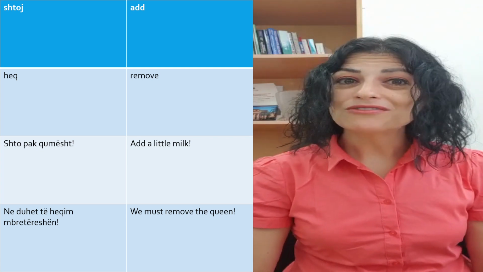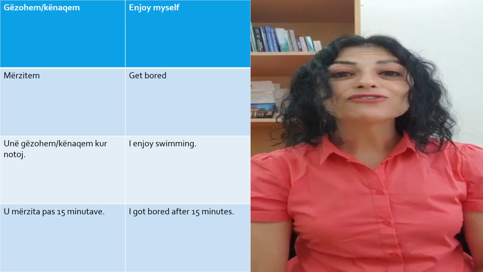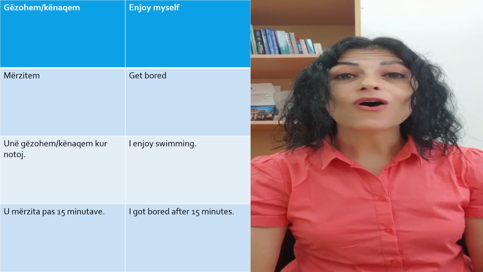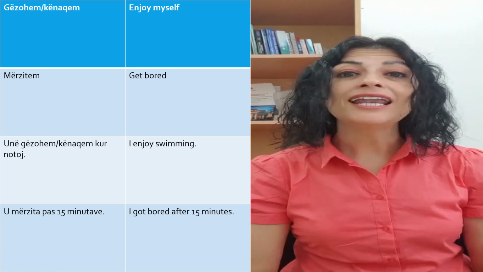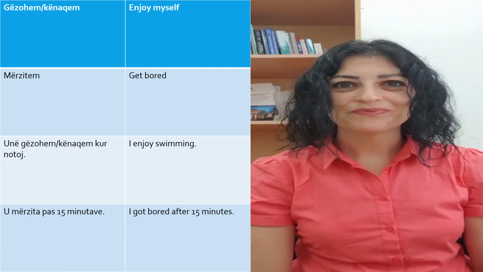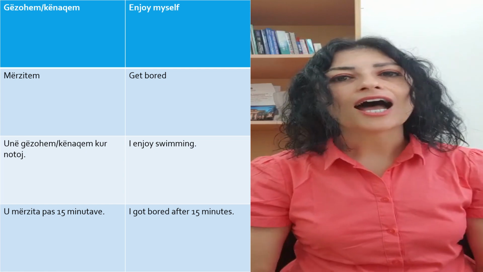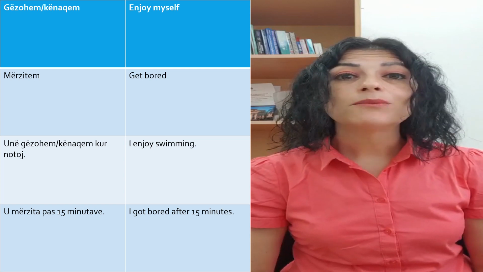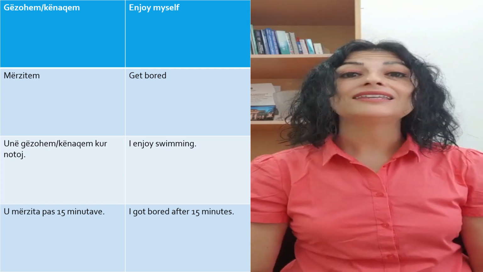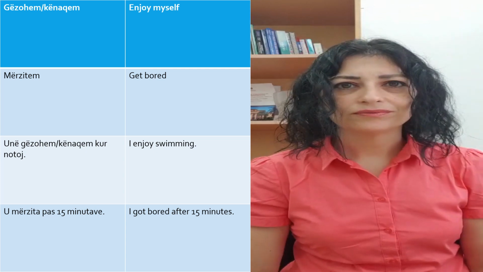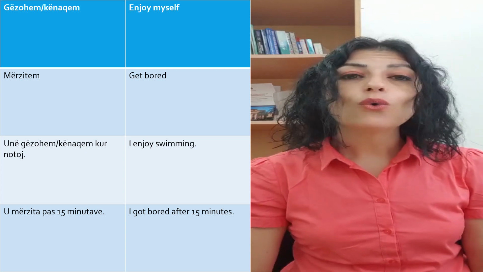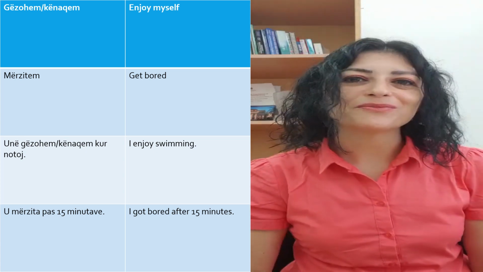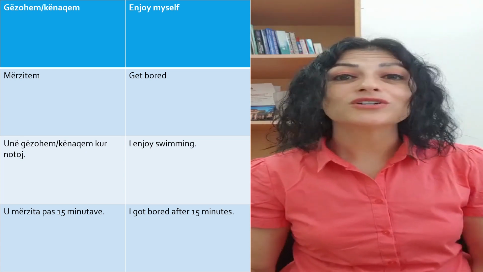Let's see some more verbs. Alright, here we have two more verbs. Gëzohem, or kënaqem. In English is I enjoy myself. And the opposite is mërzitem, I get bored. For example, unë gëzohem kur notoj, or unë kënaqem kur notoj. I enjoy swimming.